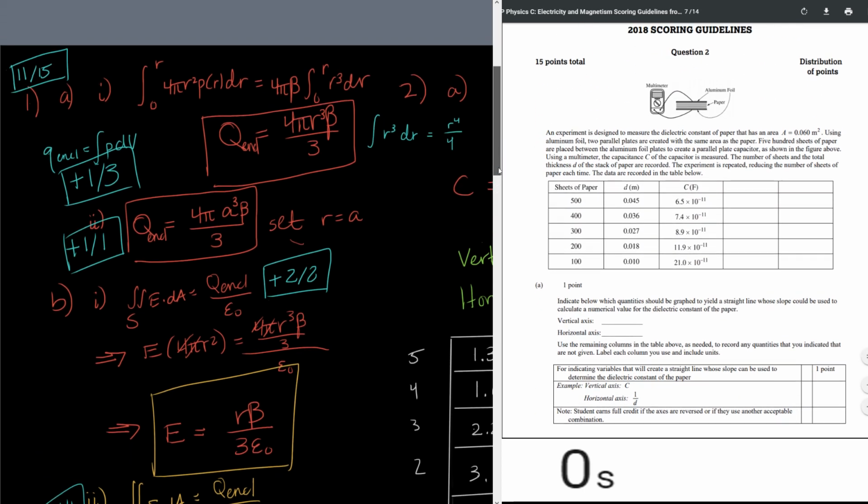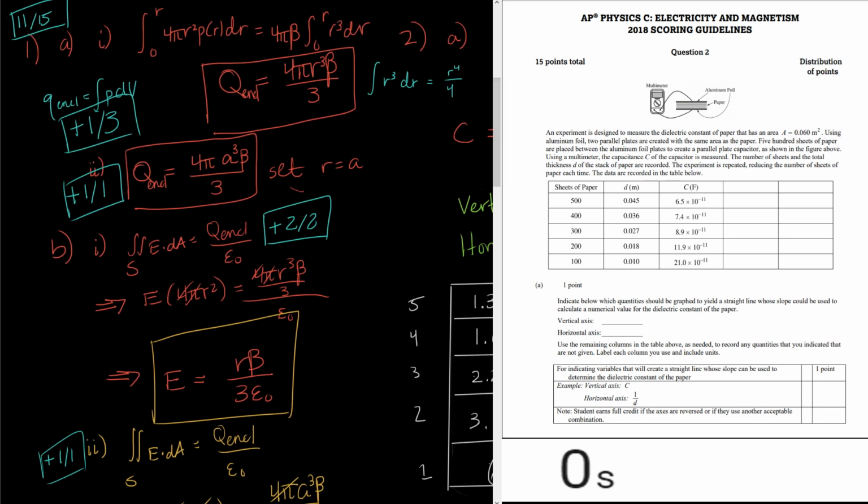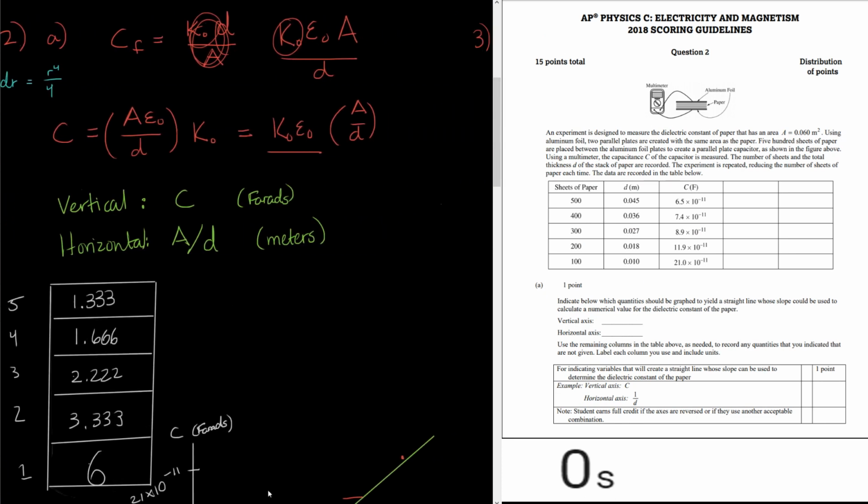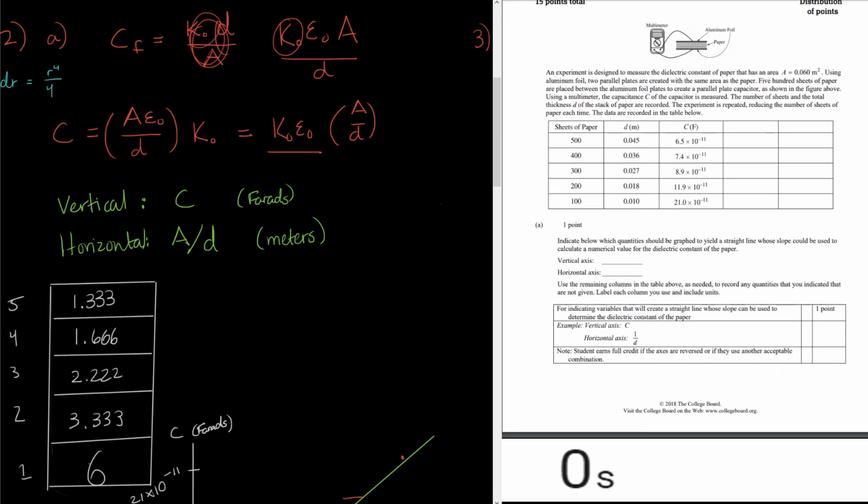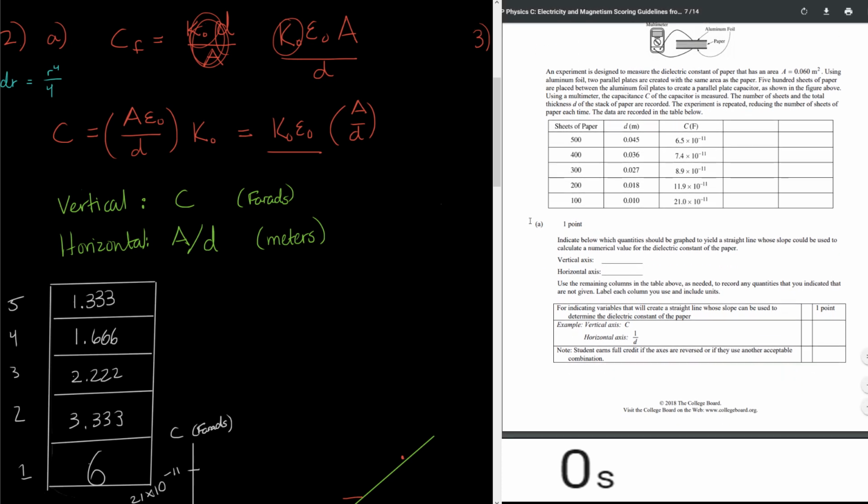Let's look at question 2. Alright. Part A. For indicating variables that will create a straight line whose slope can be used to determine the dielectric constant of the paper. So, vertical axis C, sure. Horizontal axis 1 over D.